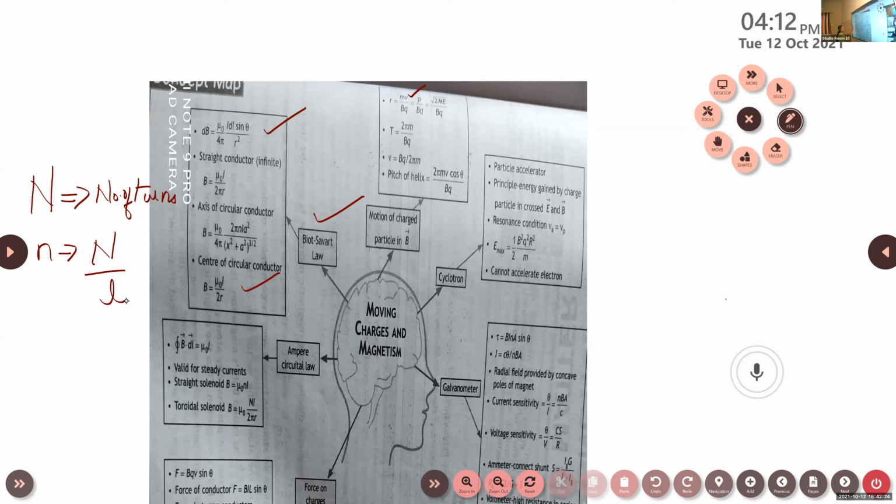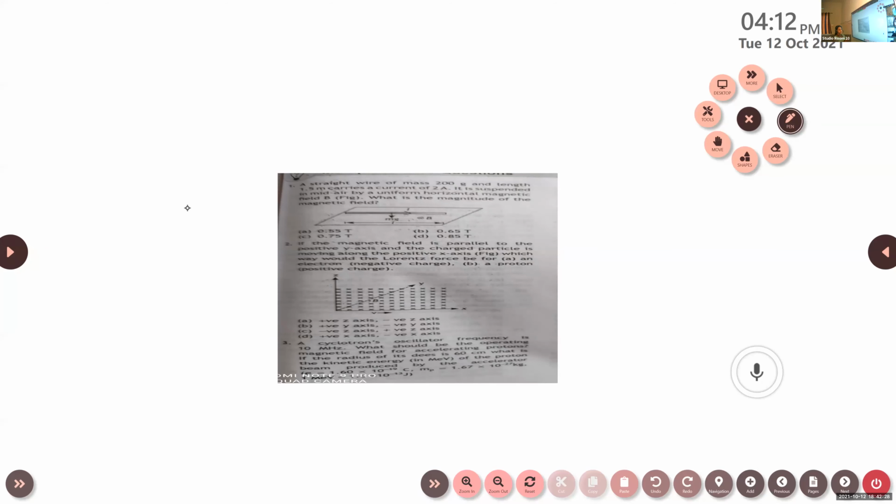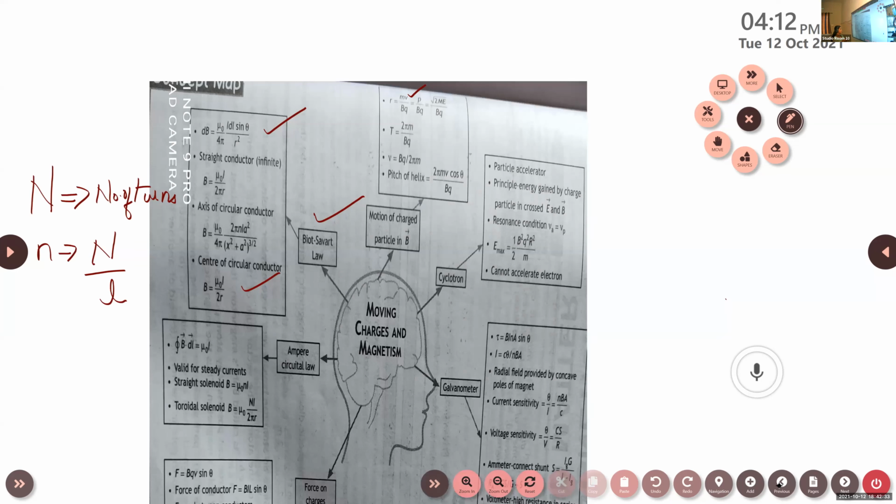Some of you are confused that both the letters, capital N and small n, represent the number of turns. It's a wrong conception. Capital N and small n are both different. So all these are some equations regarding this chapter. I think it is better to move on to problems.